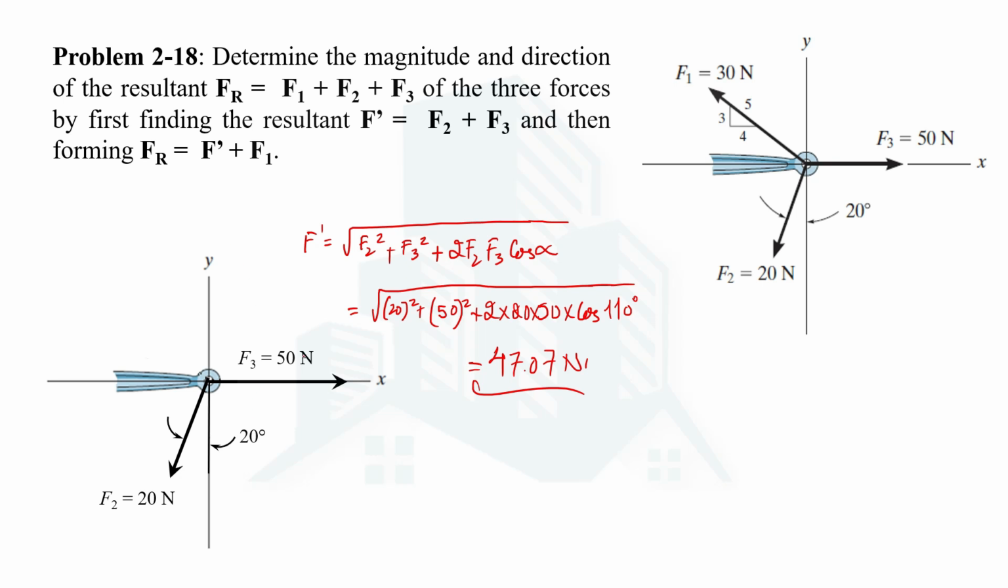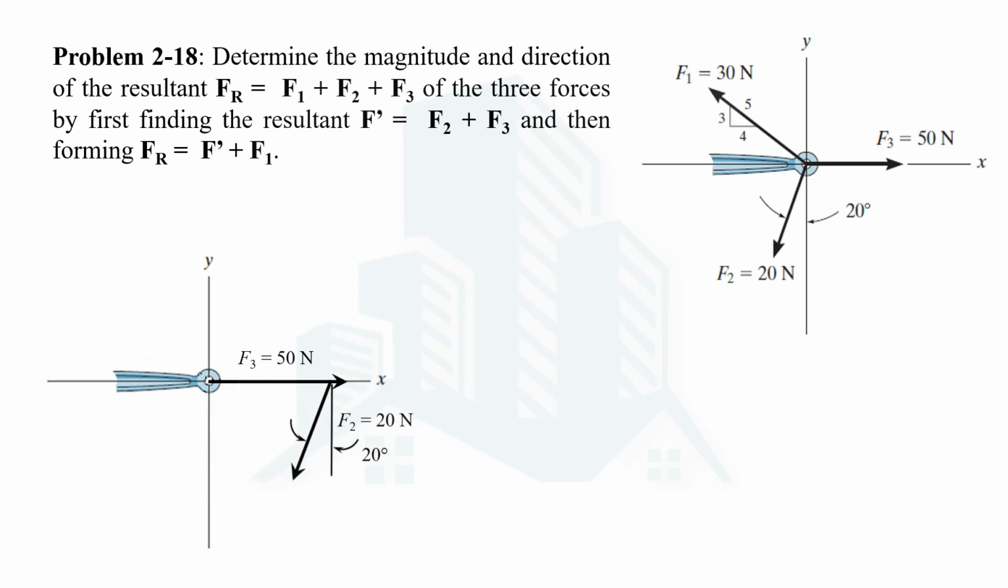Now in order to have F dash and F1 added to get the resultant, we need to know the direction of this F dash. So for that again we need the sine law. We will keep one force at its same position, and we'll displace the other force by taking the tail of that force to the head of the first force. So I'm keeping F3 at the same position, but I'm displacing F2 by taking the tail of F2 to the head of F3. And now the closing side would be the resultant, which we just calculated, that is F dash actually, which is 47.07 Newton.